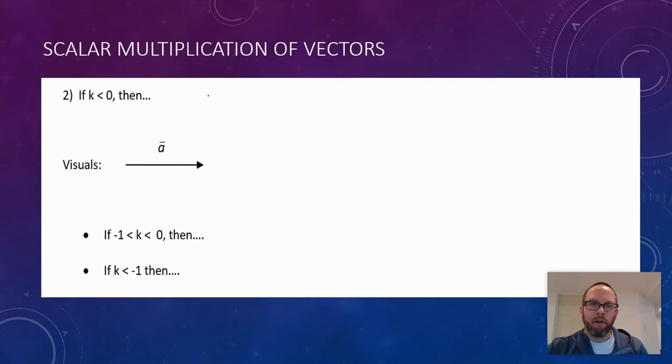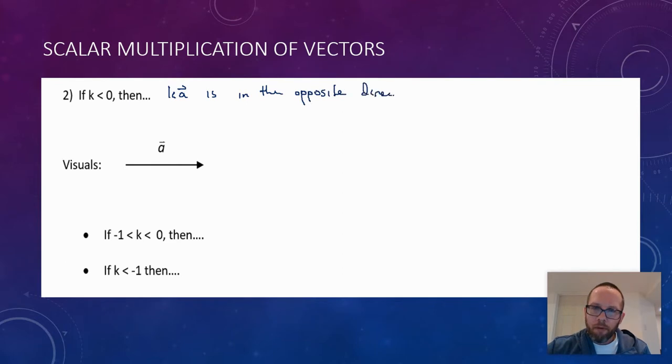If k is less than 0, then ka is, now we already know opposite vectors, like negative a is the opposite of a. So if k is less than 0, you'd expect it to go in the opposite direction. So ka is in the opposite direction. And those Khan Academy guys have such nice writing, and then you got this chicken scratch here for you, but that's okay. It's in the opposite direction as vector a.